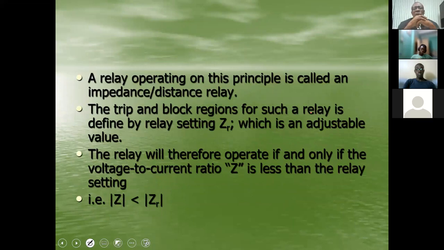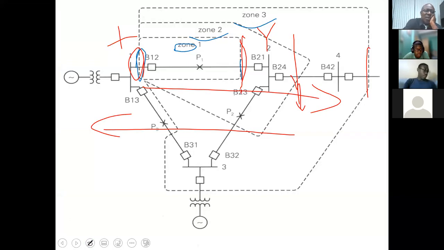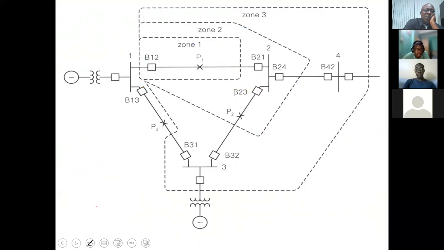So in terms of operation, it will operate if and only if the current is less than the relay setting. So we set the value of the impedance, and if the measured impedance on the system falls below that, the relay operates. But as I showed you in the diagram, these relays are looking in only one direction. So in terms of what is at bus 1, it will be looking towards bus 2.